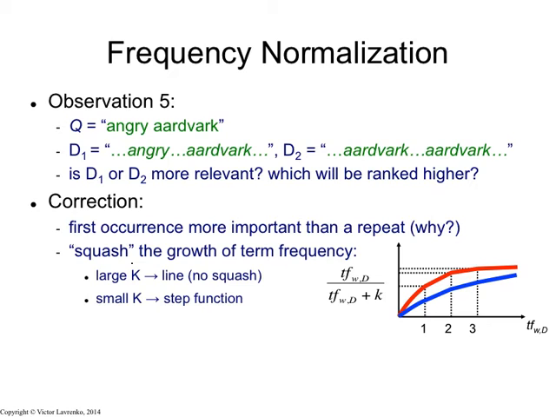So give a higher contribution to the first occurrence of the word aardvark, a smaller contribution to the second, a smaller one to the third, and so on and so forth. There are lots of ways to squash frequencies. You could use a log if you wanted to. A particularly effective way of squashing it is through a formula like that.